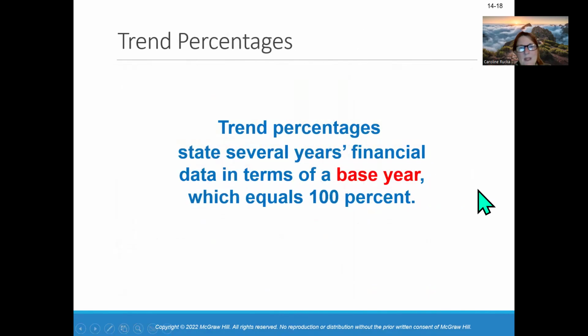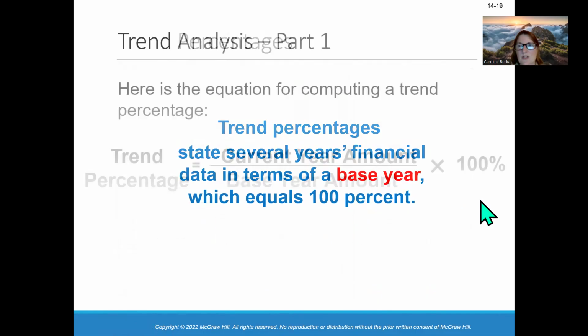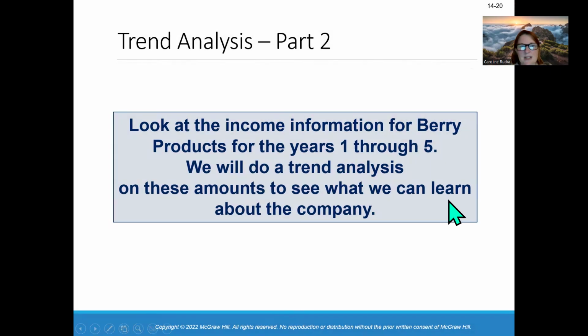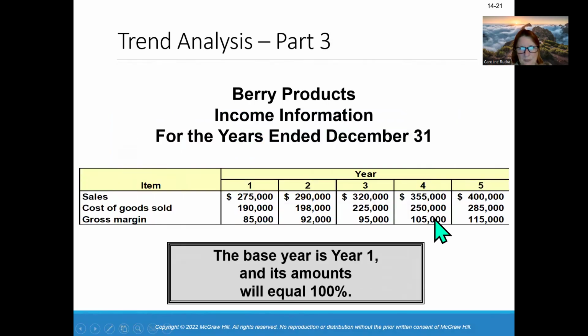All right. So trend percentages state several years' financial data in terms of a base year, which is going to be equal to 100%. Remember how I told you that we could compare multiple years using a trend analysis? So our trend percentage is going to be our current year amount divided by a base year amount times 100. We're looking at the income for Berry Products for years 1 through 5. We will do a trend analysis on these amounts to see what we can learn about the company.